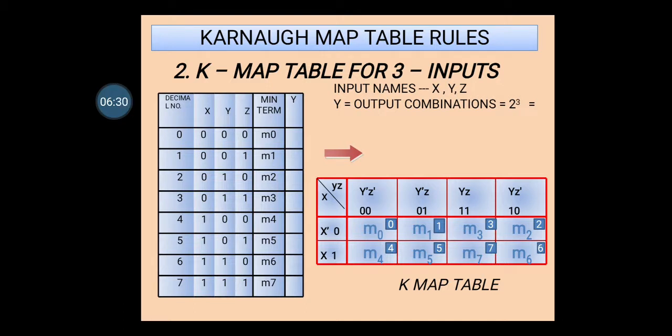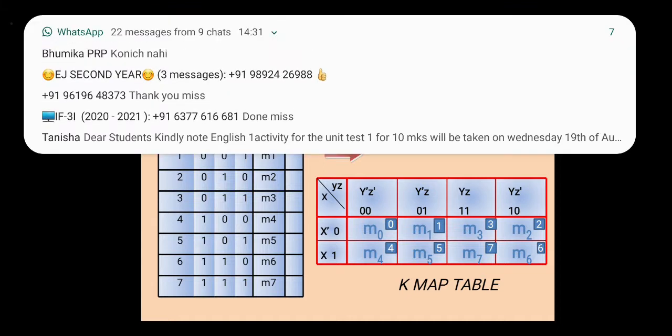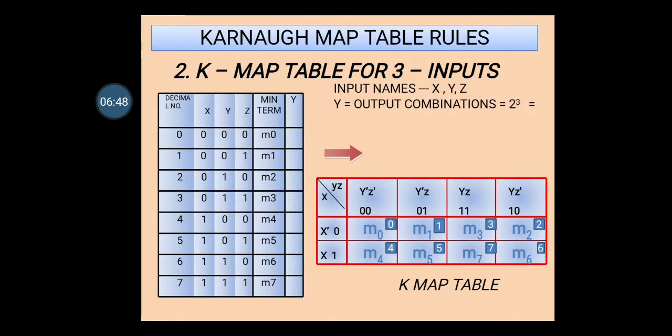Since there are 3 inputs, one will always be single and the other 2 are paired. So YZ I have paired here. YZ is the 2 inputs. For 2 inputs there are 4 combinations, so for YZ I have written 0 0, 0 1, 1 1, 1 0. Now we have to check here. 1 0 and 1 1 I have replaced. 1 1 and 1 0 I have replaced. You have to do it like this.